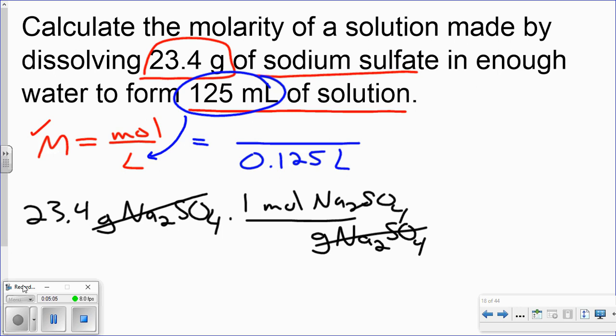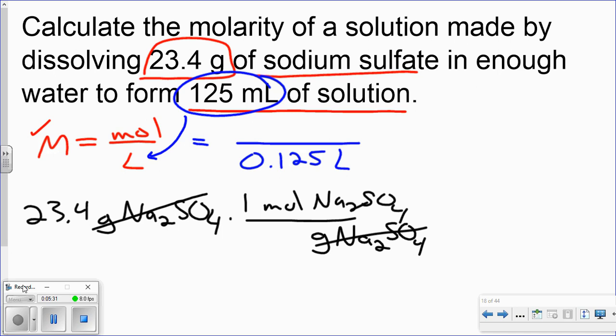So the molar mass of sodium is 23. So 23 times 2 is, of course, 46. I'm going to add that to sulfur. And sulfur, I have to use 32.1 here because that's not so easy to use as a whole number. And then I have to add that to 4 oxygens. That's 16 times 4, which I believe is 64.